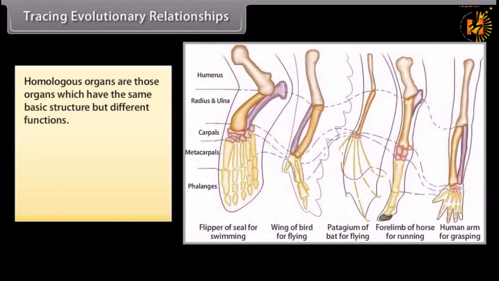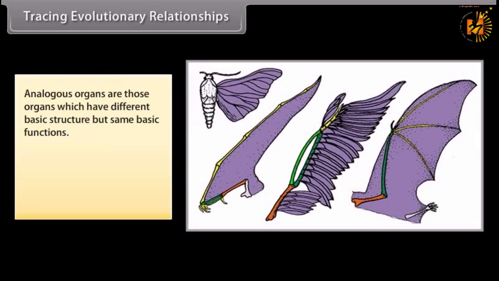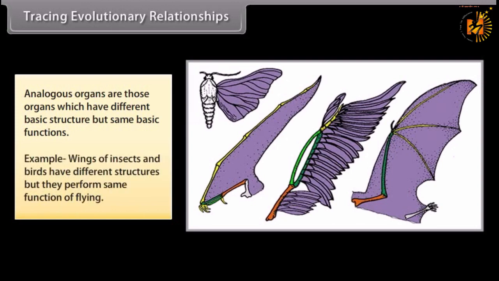Homologous organs are those organs which have the same basic structure but different functions. Example: forelimbs of a frog, bird, and man. They're built from the same basic design of bone, but they perform different functions like jumping, flying, and grasping. Analogous organs are those organs which have different basic structure but the same function. Example: wings of insects and birds have different structures but they perform the same function of flying.